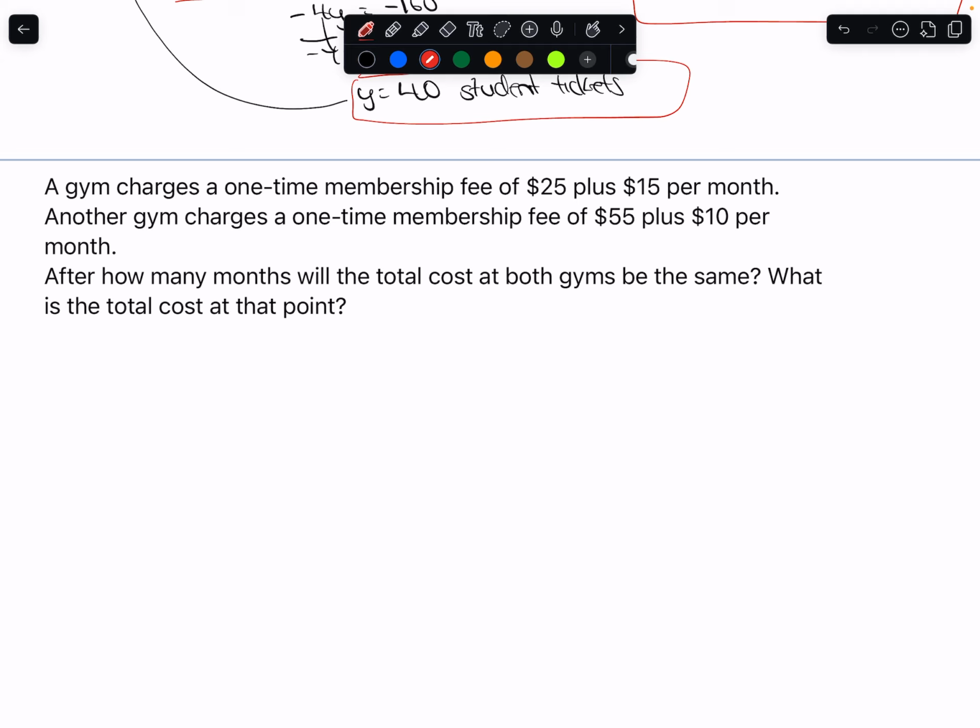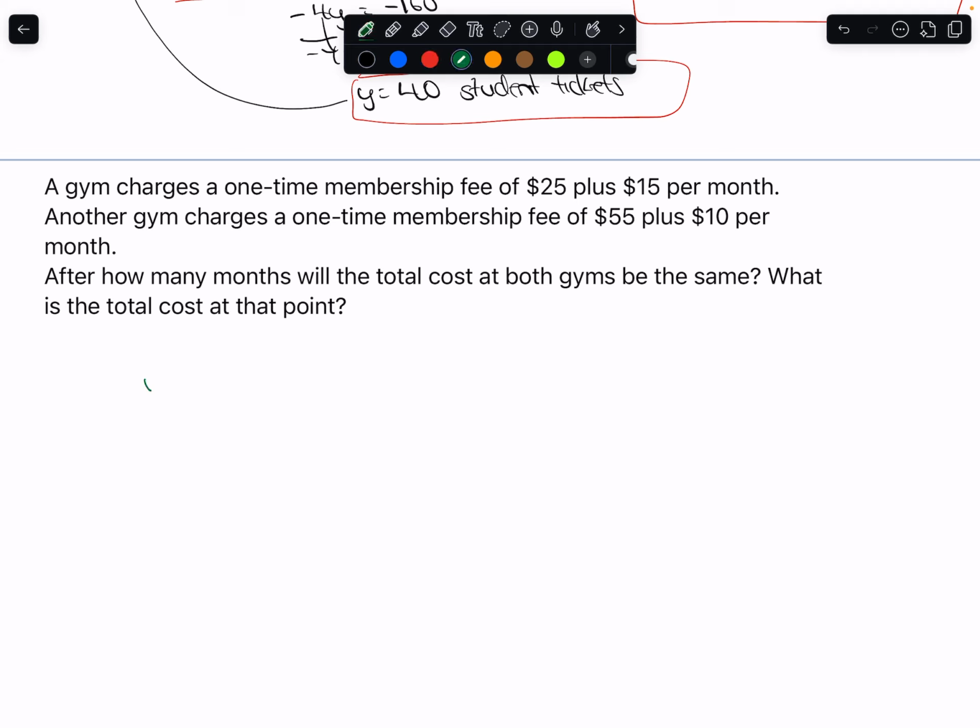A gym charges a one-time membership fee of $25 plus $15 per month. Another gym charges a one-time membership fee of $55 plus $10 per month. The first part of the question is asking how many months will the total cost of both gyms be the same? And the next part says, what is the total cost at that point? So let's just play around.